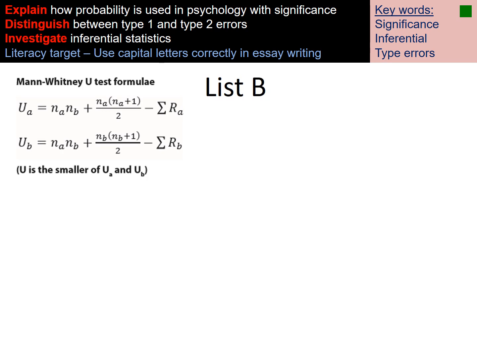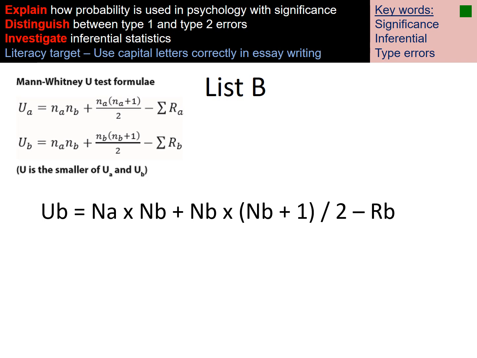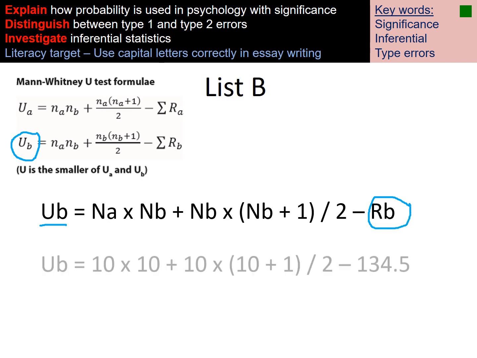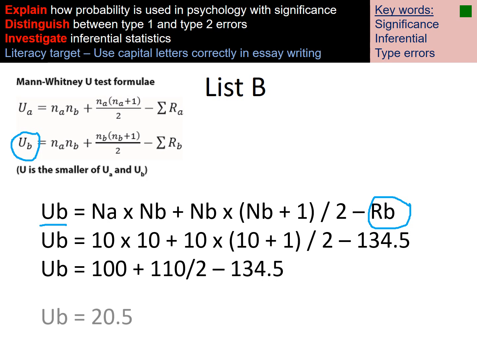So here, I'm going to do exactly the same, but just for list B. So again, I'm going to take my UB formula this time, which you will notice is exactly the same as UA, but obviously, if we've got different numbers of participants in condition 1 and condition 2, then it's particularly important. But here, for example, I'm going to do UB again: number of participants in A times the number of participants in B plus the number of participants in B times the number of participants in B plus 1, divided by 2, minus that sum of the ranks B, which we worked out on the previous table. Again, let's just put some numbers in, work it out, then you will see actually my UB score is 20.5.